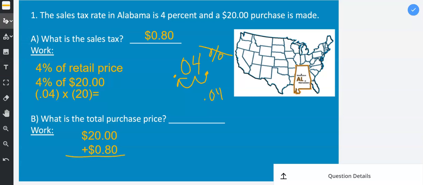So $20 plus the tax, it's an increase because you have to pay a little bit extra to the government. So this becomes $20.80. So instead of spending the $20, I had to spend a little bit extra, $20.80, because I had to pay the tax to the government.